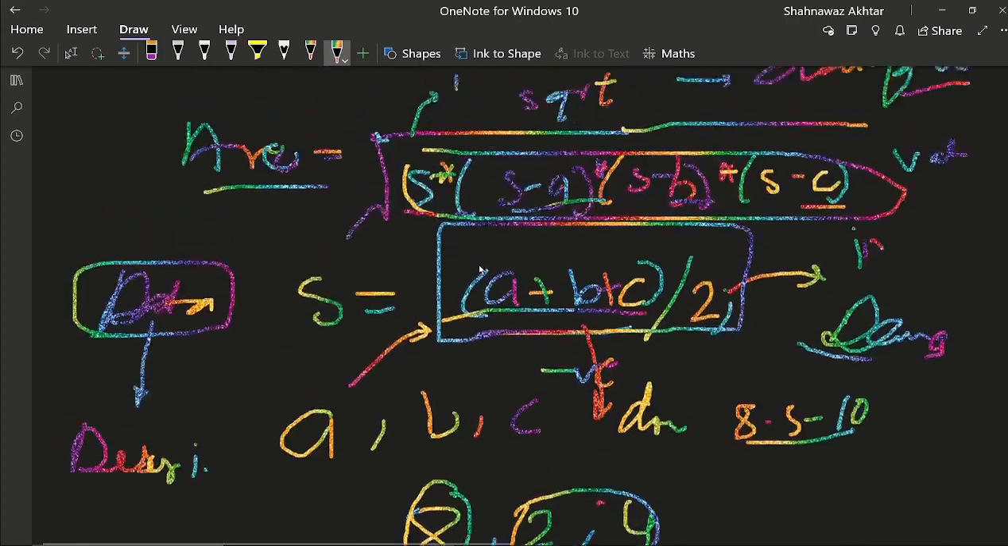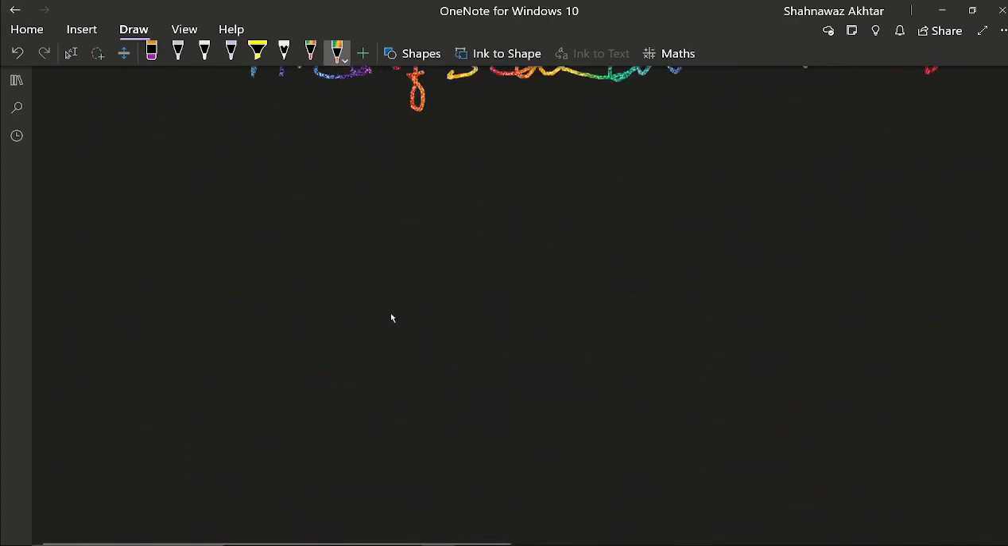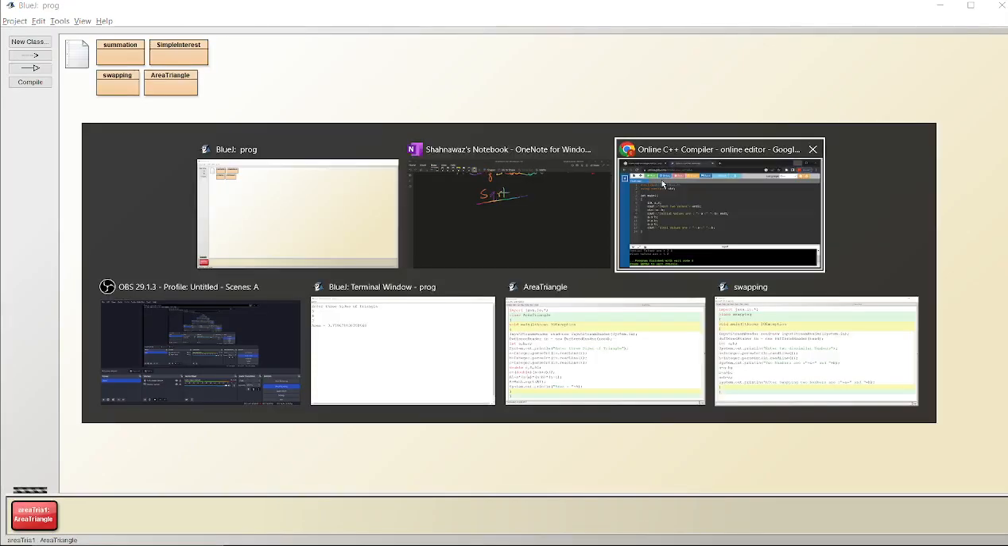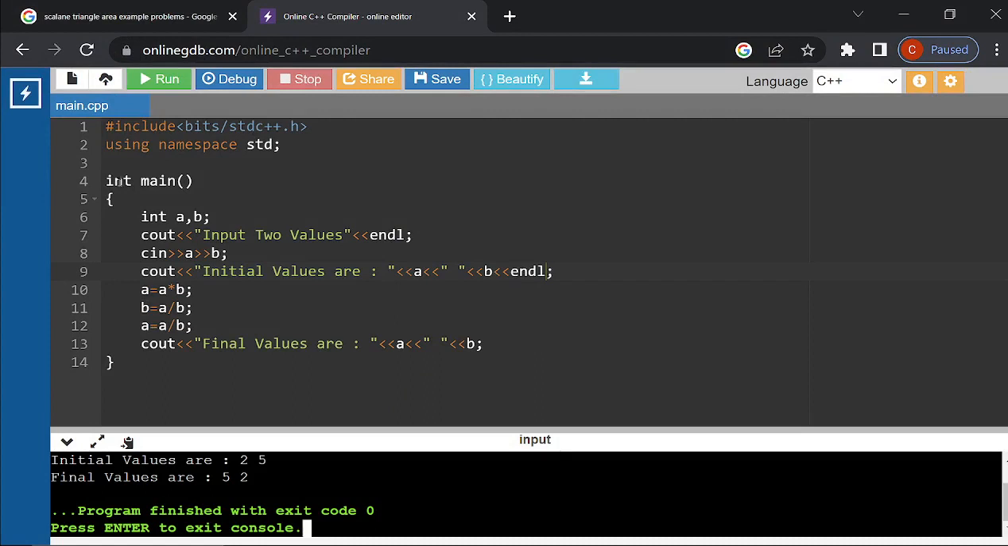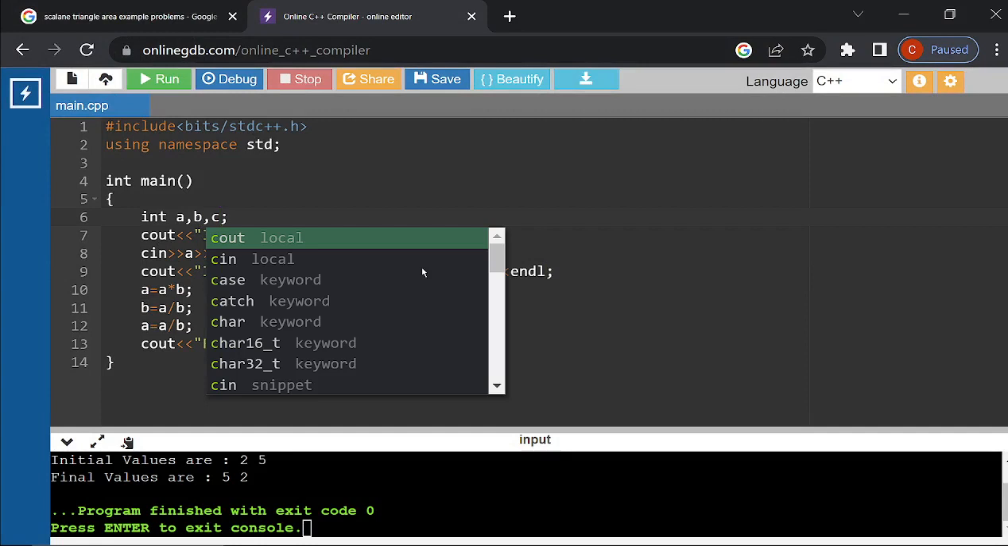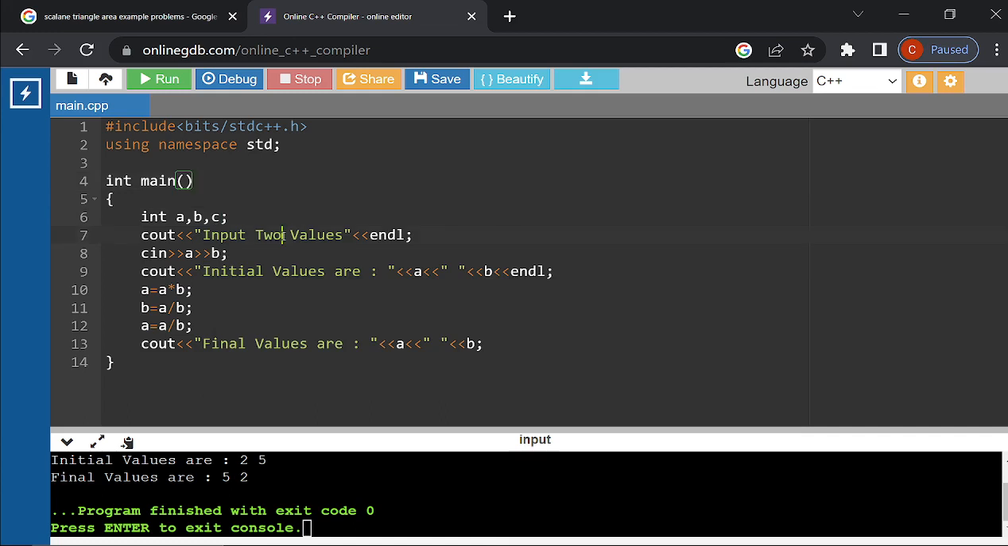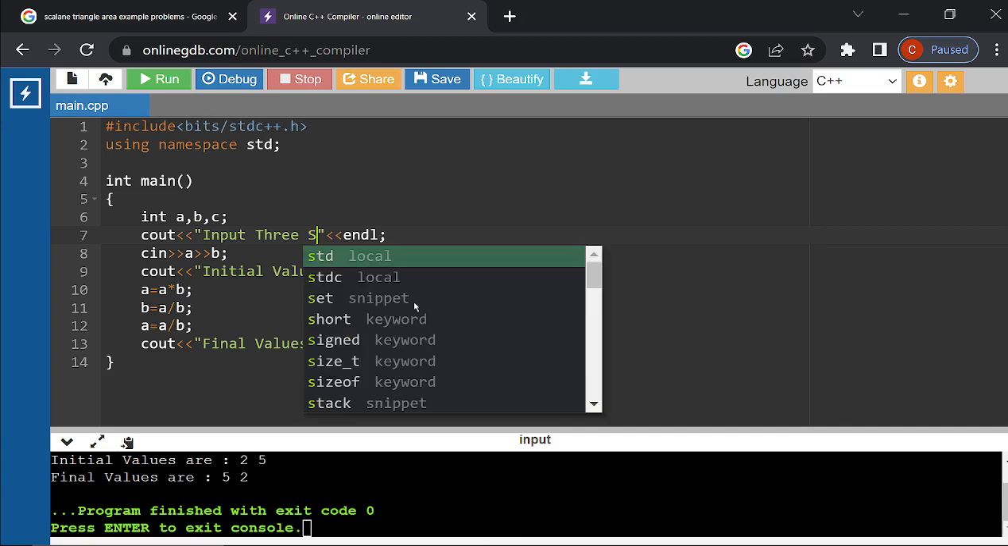Now, in C++, how can you use the sqrt function? Just directly write sqrt. Let me show it to you. Let us write the code again. We will be taking help from this question, just to save time and make a short video. You have understood all these things. So now I am making changes to this code to make it the solution for the area of a scalene triangle.